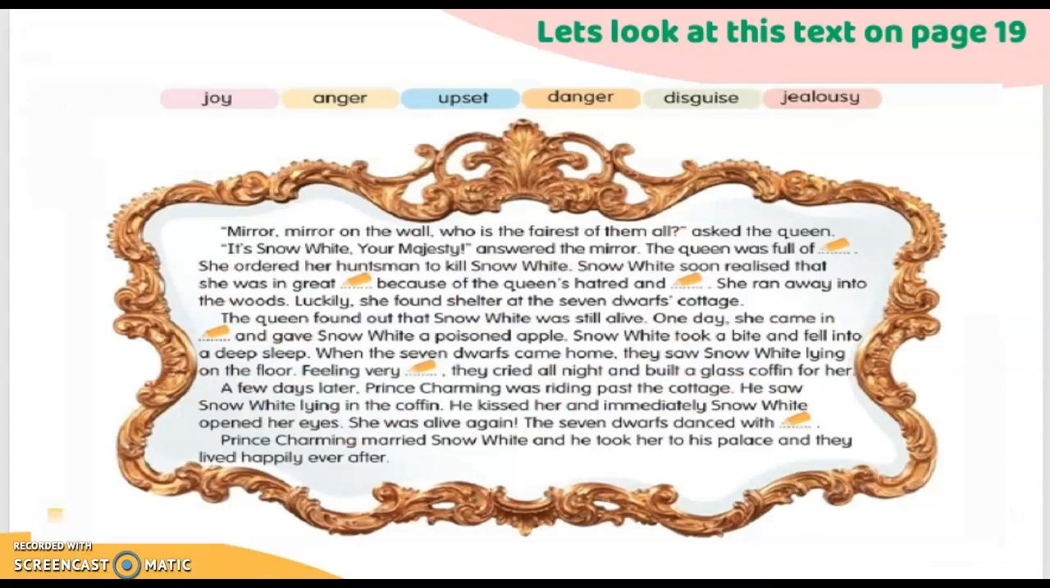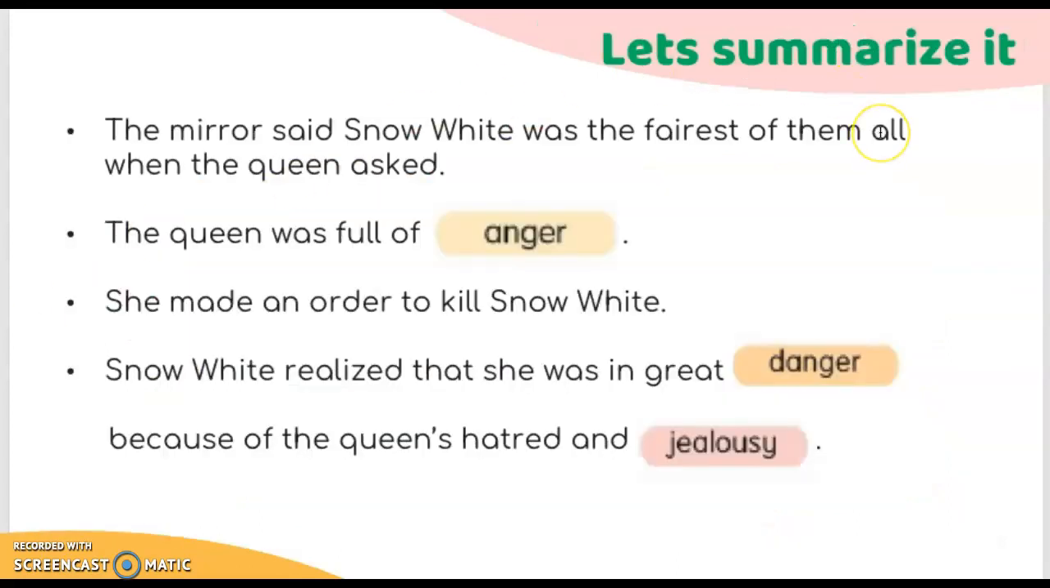This one you can refer to your textbook, page 19. There is a story about Snow White and the Queen. You need to fill up the blanks with the abstract nouns. They have given you 6 abstract nouns, so you have to fill them into the text. I'm not going to read it. You can pause the video and read this, or you can just refer to your textbook. Now, just a summary of it.